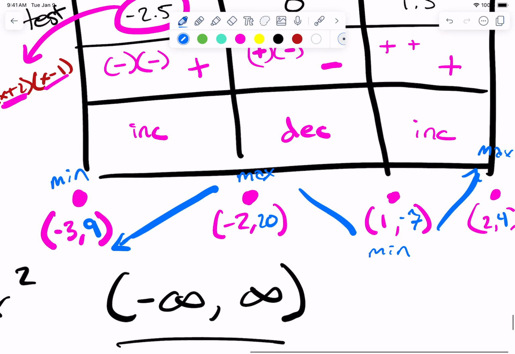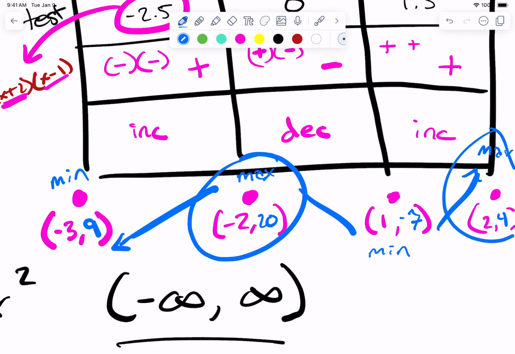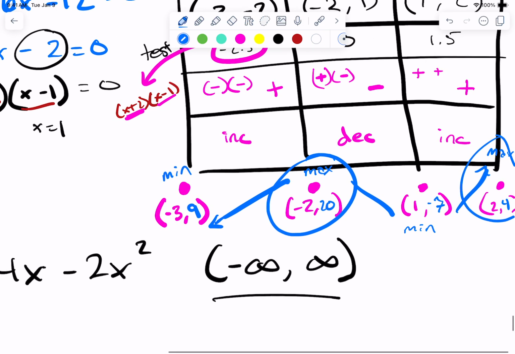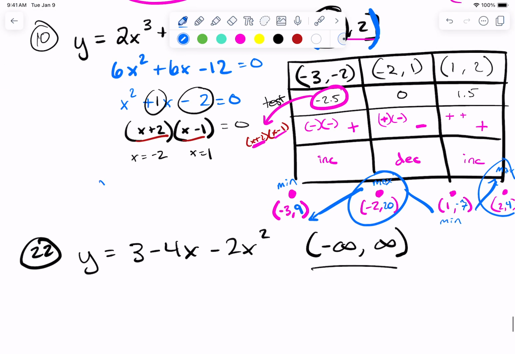Awesome. Cool. Okay, so my maxes. Do you guys understand why I know that this is a max and this is a max? Just by the direction of everything going? Okay, so out of those two, the highest one is at 20. So my abs max is -2, 20. There's my first one. My abs min is at 1, -7. You were right.